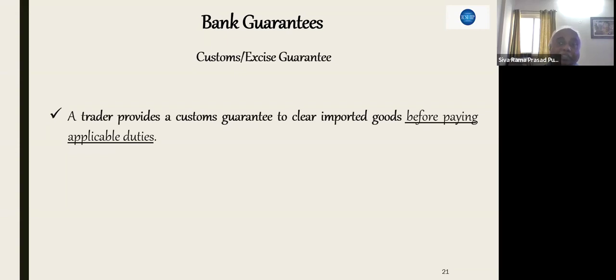A trader provides a customs guarantee to clear the imported goods before paying applicable duties. So that's why even the customs authority will accept the bank guarantees.